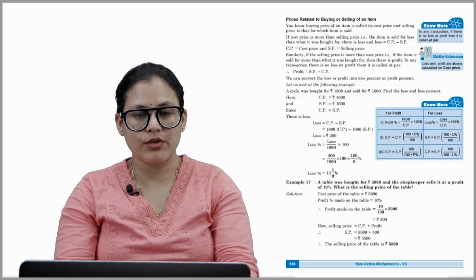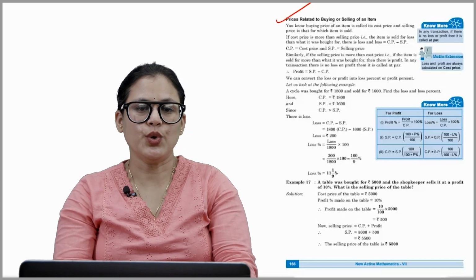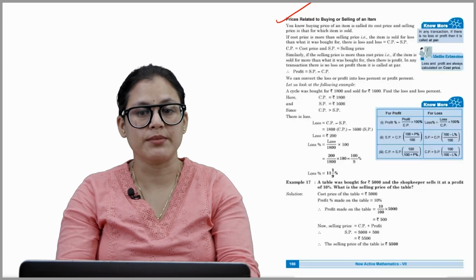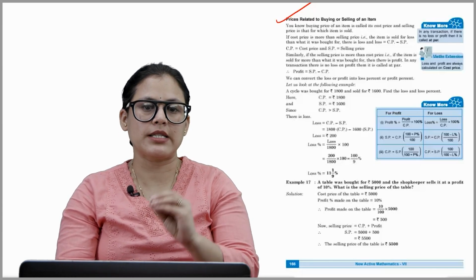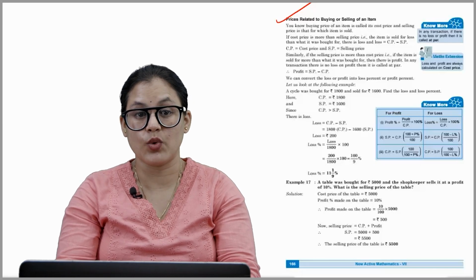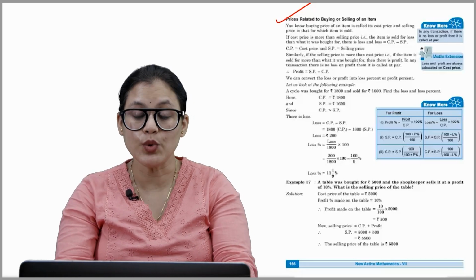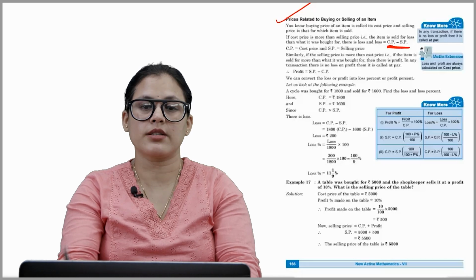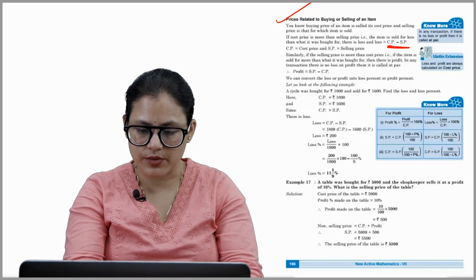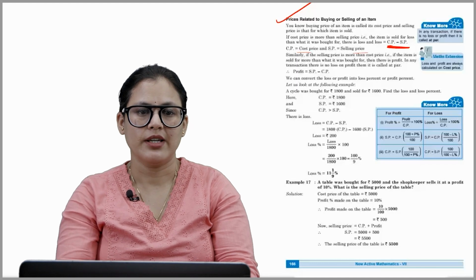Prices related to buying or selling of an item. Buying price of an item is called its cost price, and selling price is that for which the item is sold. If cost price is more than selling price, that is the item is sold for less than what it was bought for, there is loss, and loss is equal to CP minus SP, that is cost price minus selling price. Here CP is cost price and SP is selling price.